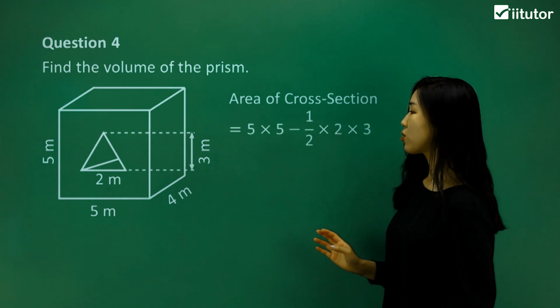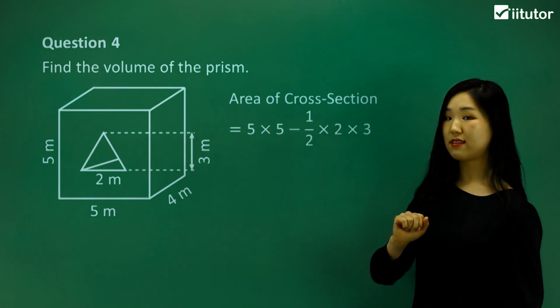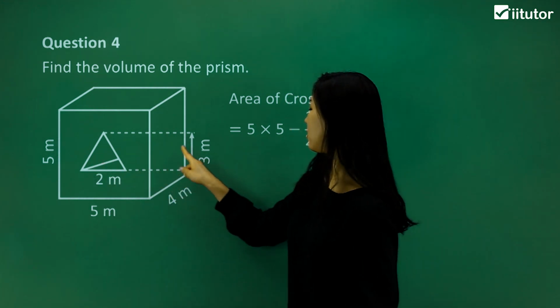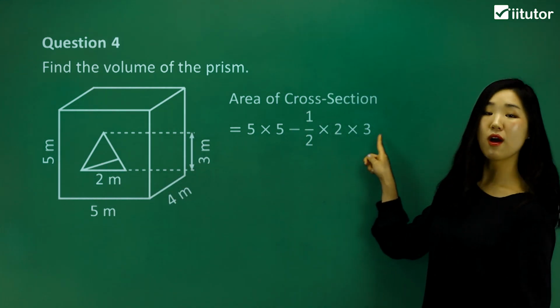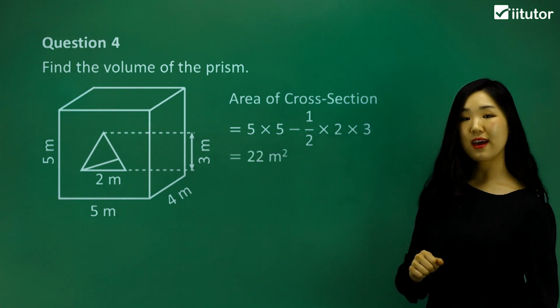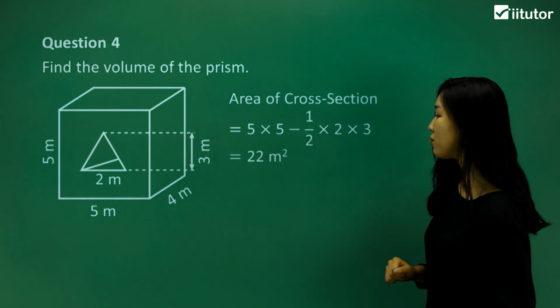Yeah? So the square will simply be 5 times 5, isn't it? Minus away half times base times height. Base is 2, height is 3, isn't it? They tell us over here that the height is 3. So just multiply it, guys, and you should get a value of 22 meters squared.